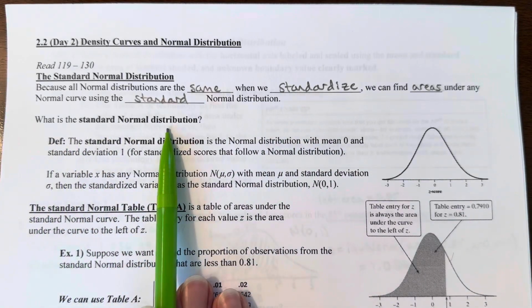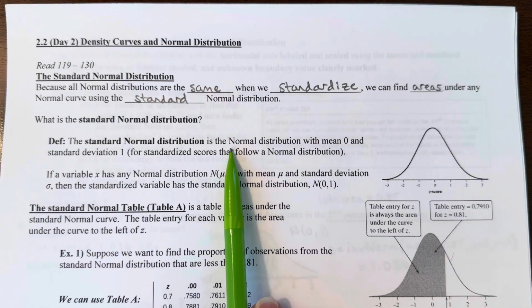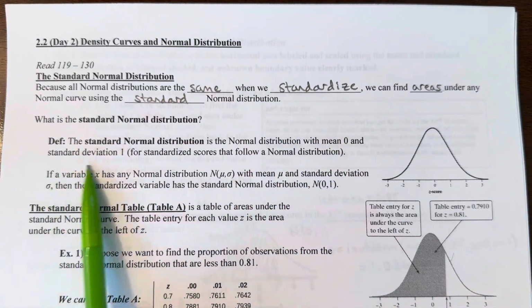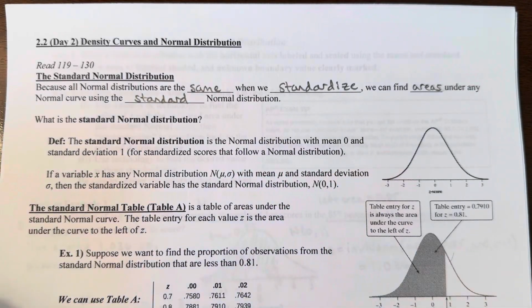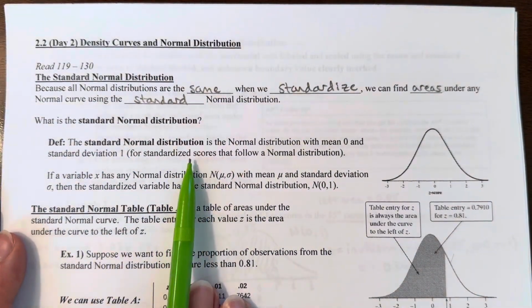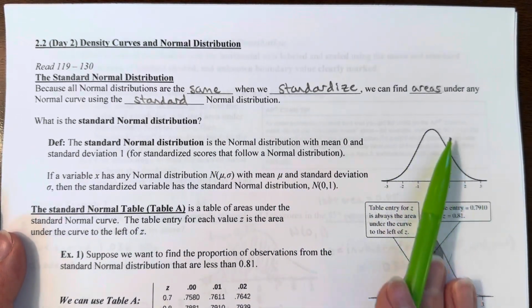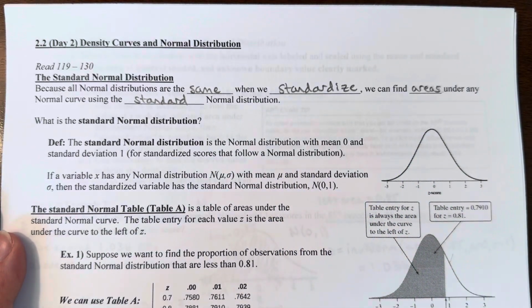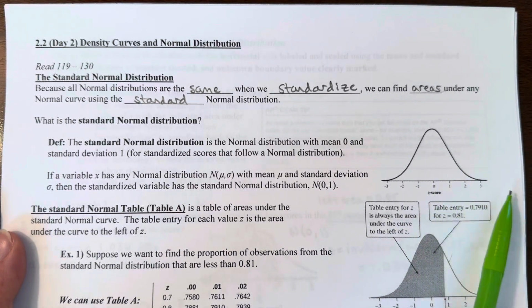Now, what is a standard normal distribution? The definition is that the standard normal distribution is the normal distribution with mean 0 and standard deviation 1 for standardized scores that follow a normal distribution. Basically, it means that we find the z-scores for all of the data points, and they will generally follow a normal distribution. So our center will be at 0, and our standard deviations go out 1 unit at a time.